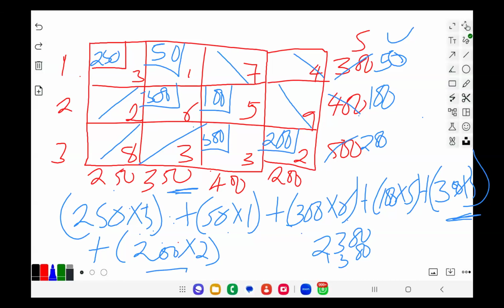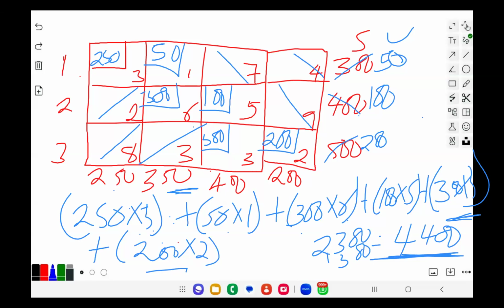So 2,300 plus 1,300 gives 3,600, plus 800, so it's 4,400. This is the initial basic solution.